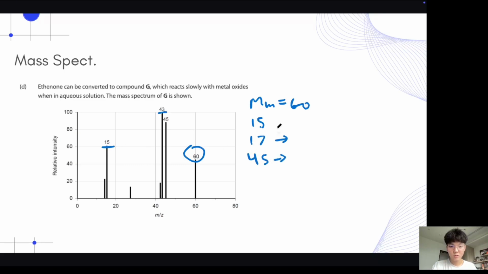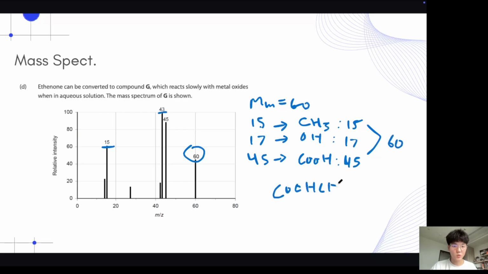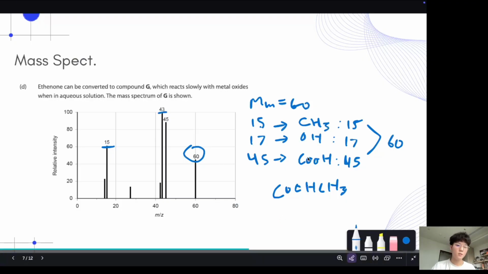And looking at the table, I think it was 19. No, not 19. Table 22 on your data booklet, you can find the corresponding neutral fragment lost. So 15 is CH3, 17 is OH, and 45 is COOH. And the molar masses of these are 15, 45, and 17. So clearly, these two added together is 60. Therefore, our answer is COOH, CH3, which is ethanoic acid. So that's our G.